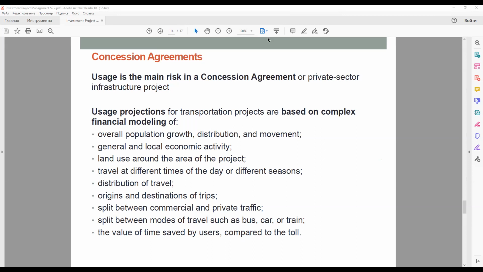So what is the present value of revenues? Another solution to the traffic risk issue, which has not been widely adopted, is the present value of revenue system, which originates in Chile. In this structure, bidders bid for a concession agreement which will not terminate at a fixed date.